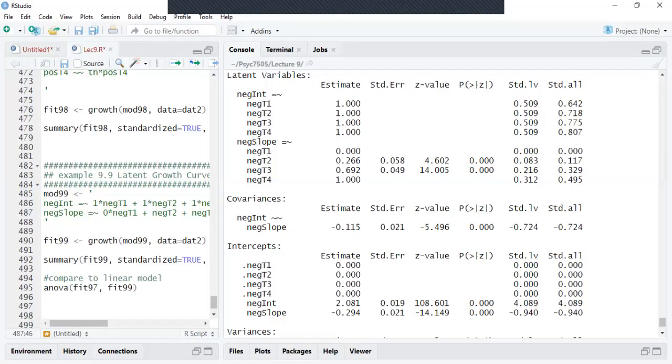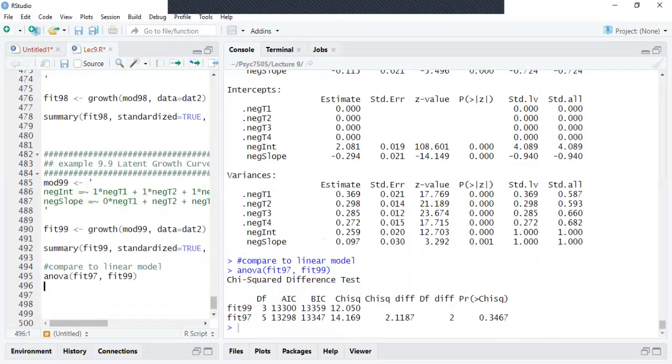We can actually compare this model to our linear model. They're nested models, because in our linear model, remember, these two were fixed to 0.33 and 0.66. Here they're freely estimated. So this is a nested model test, and here we can see that the chi-square test is not significant. That means the more complex model that allows for nonlinearity doesn't fit better, or, a better way to say it, the more constrained linear model doesn't fit worse, so we're going to prefer it. So here we'd say there is linear change in negative affect.